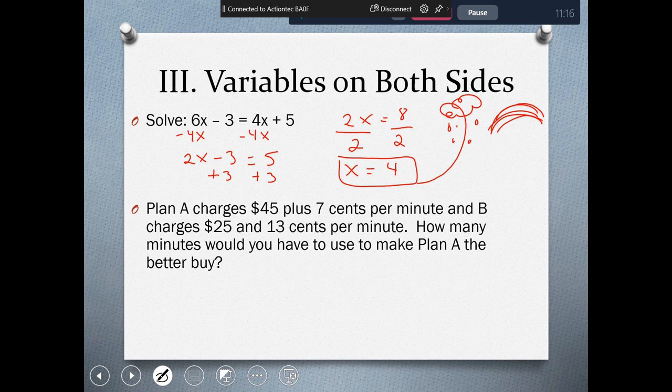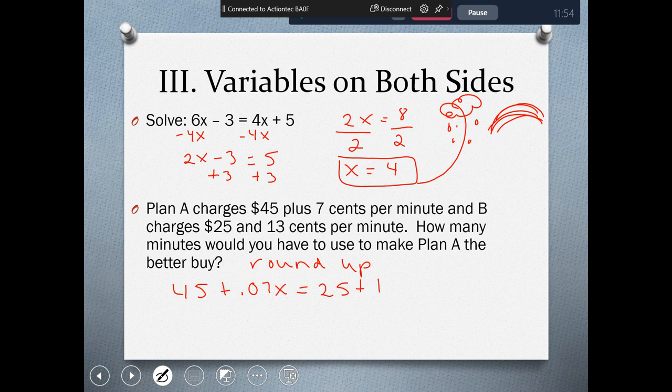Okay, so then we will have word problems. So when you have a word problem and there's a variable on both sides, you have one sentence that represents one side of your equation, then another sentence that represents the other side of your equation. And you're traditionally going to set them equal to each other, and you're most likely, if you get a non-whole number, you're going to round up.